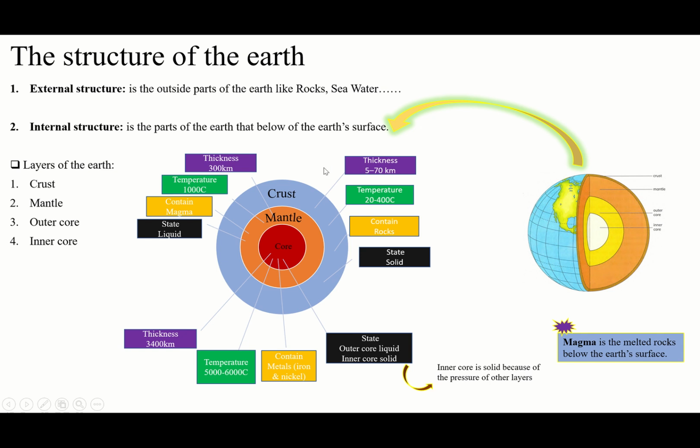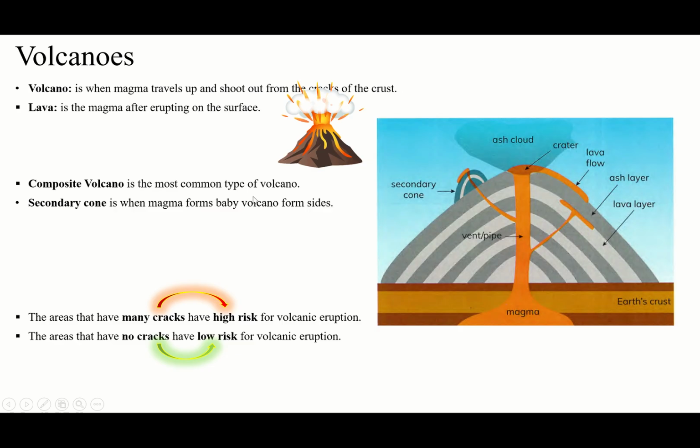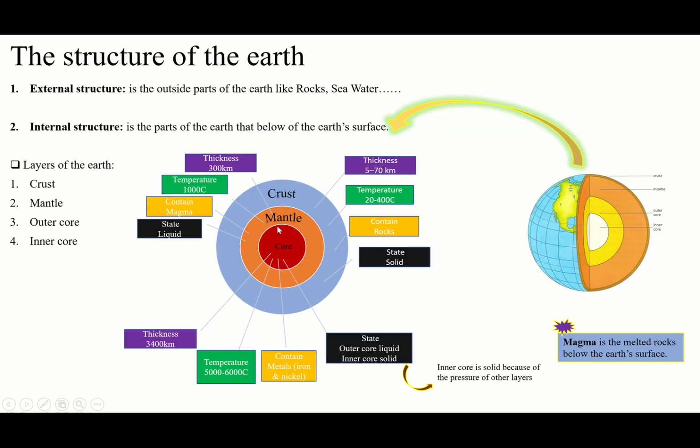The crust is 5 to 70 kilometers. The mantle is 300 kilometers, and the thickness of the core is 3,400 kilometers. And this is the difference between their thickness, only thickness.